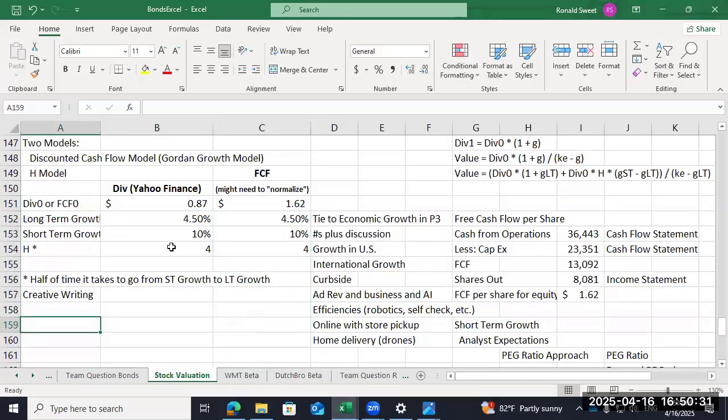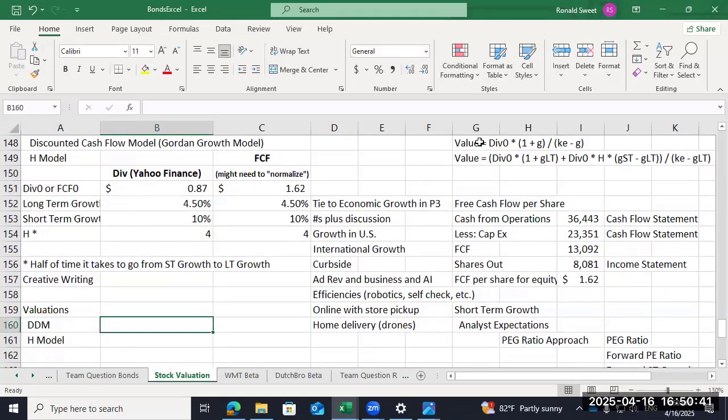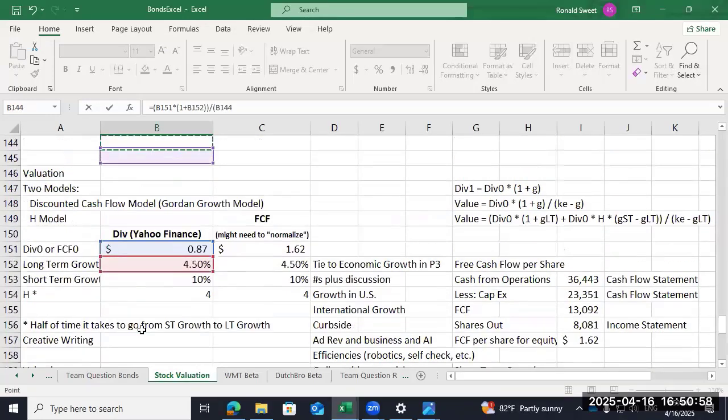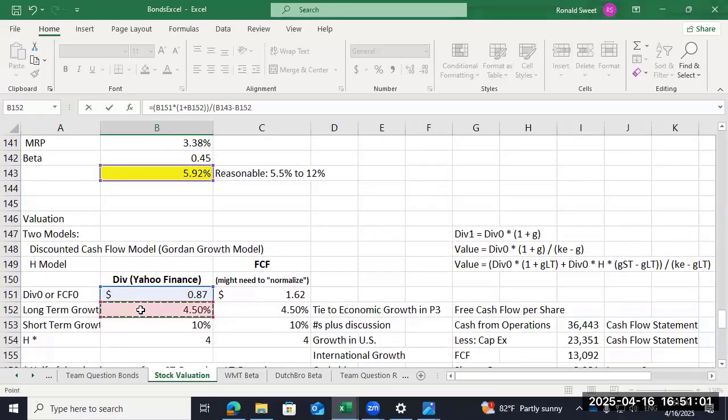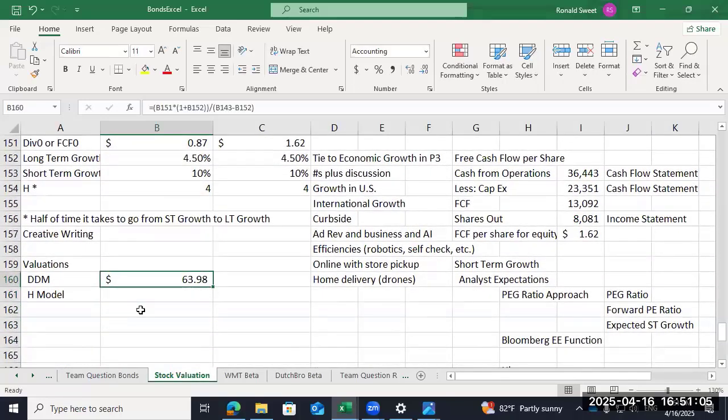So let's do our valuations. You've got the dividend discount model and the H model. I gave you the formulas up above. So let's start with dividends. For the dividend discount model, you do dividend 0 times 1 plus the growth rate, divided by the KE minus the growth rate. That gives you a valuation of 63.98.